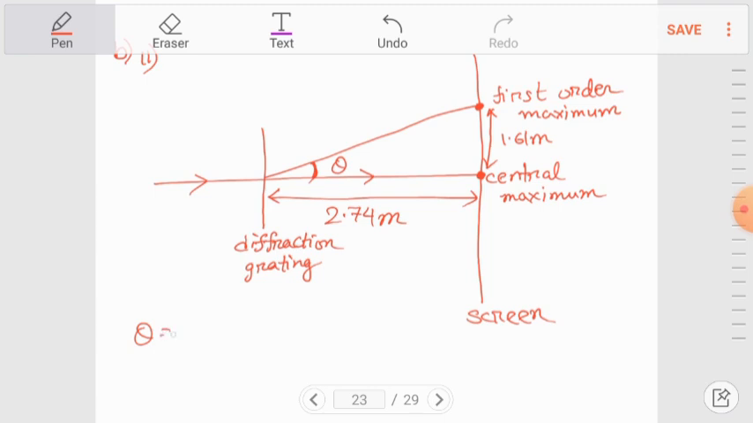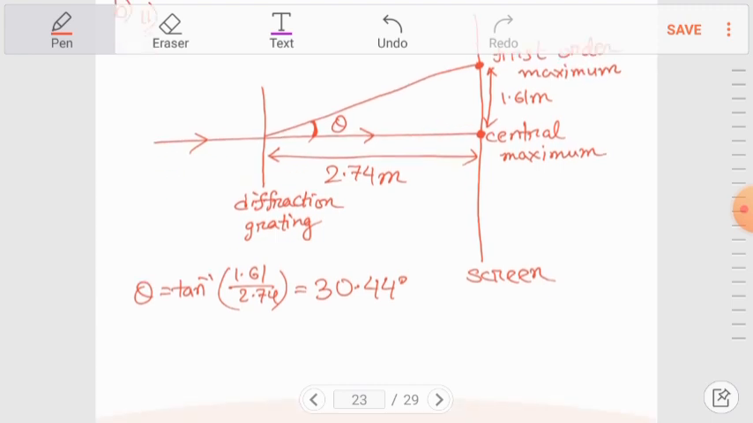So the value for theta would be tan inverse of 1.61 over 2.74, and if you calculate it, you get a value of 30.44 degree. Now using the equation that was given in 18B1, that is n lambda is equal to d sine theta.